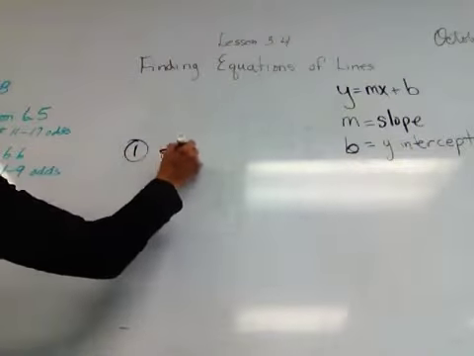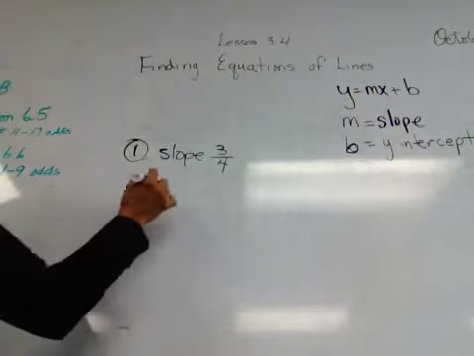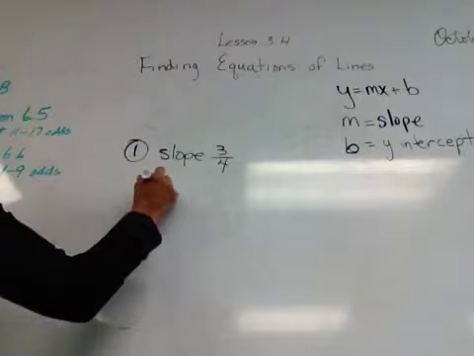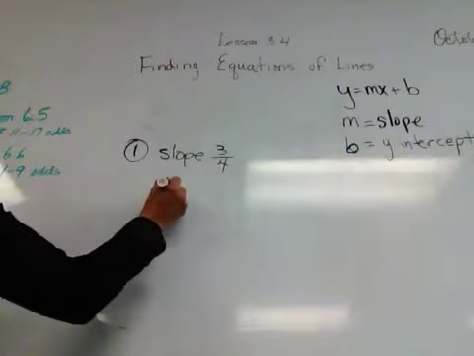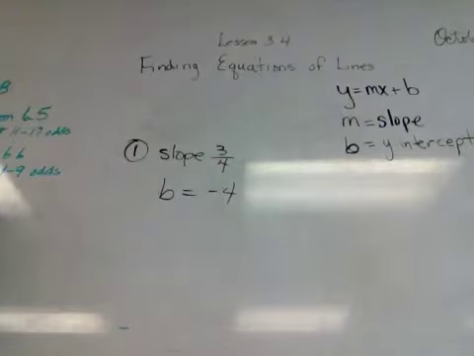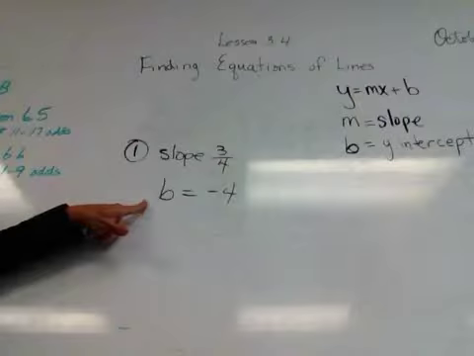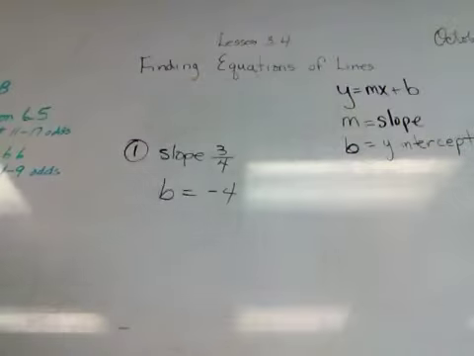If you have a slope of 3/4 and the y-intercept b equals -4, what is the equation of the line? Okay? So that's one of the things that's happening in this chapter. It would just be y equals 3/4 x minus 4. Good, because they gave me the slope, they gave me the y-intercept, all I'm going to do is plug those two things into that equation.